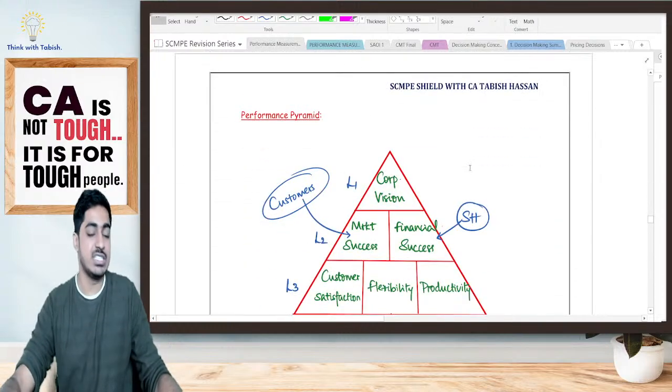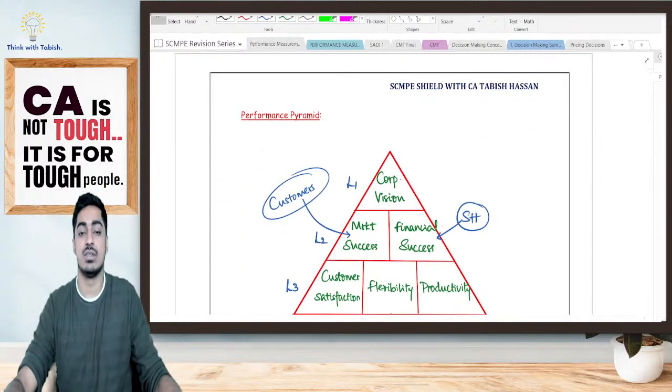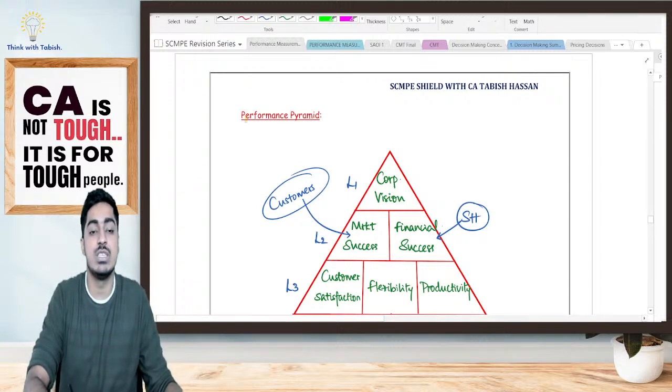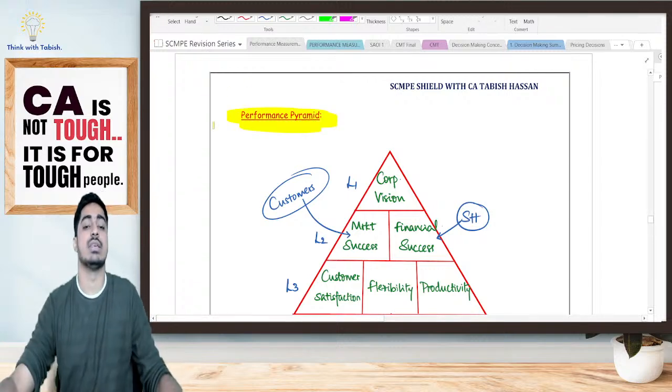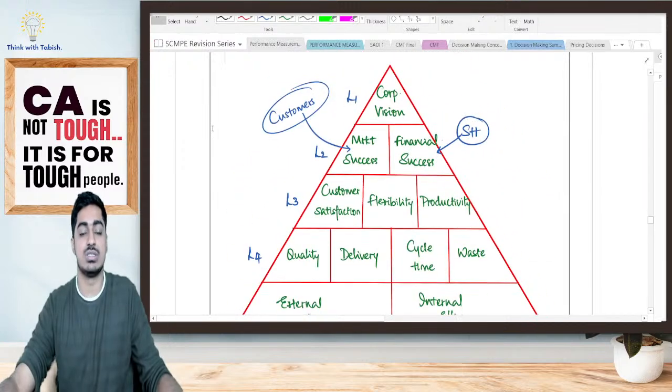Okay, the next performance measure we are having is my performance pyramid. Now look at this, students. Let us try to understand this properly.